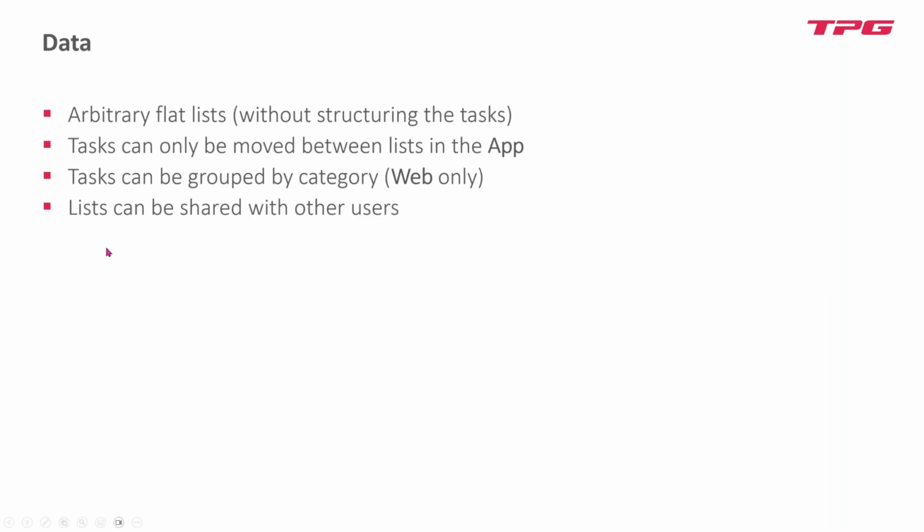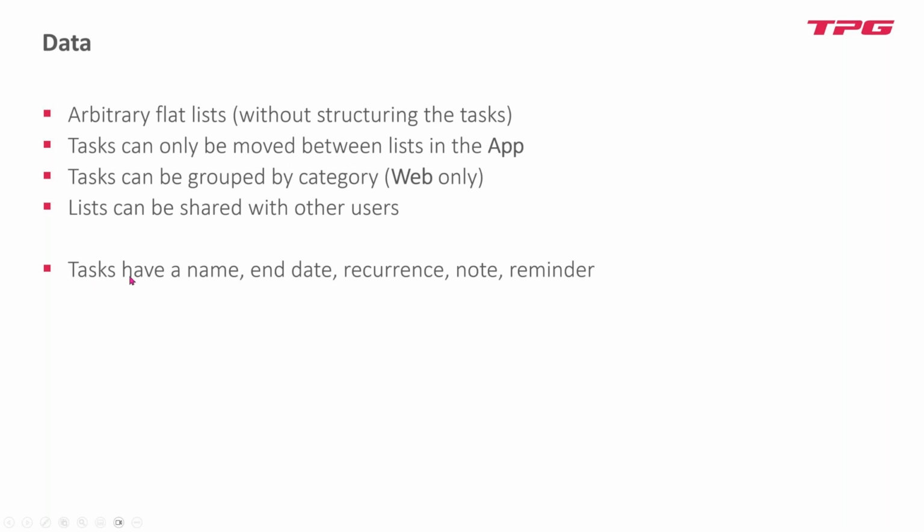So what else can we do? We can share lists with other users, and this is a prerequisite so that you can add users to tasks. A list that's not shared, it's just your list, right? So it's just a private one. So first you would have to share it with others, and then you can assign other people to tasks in detail.